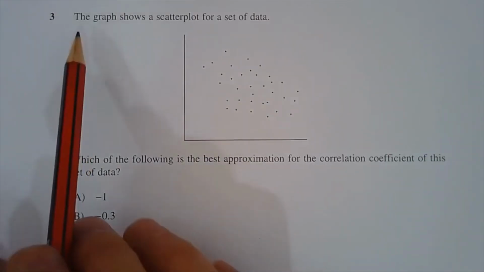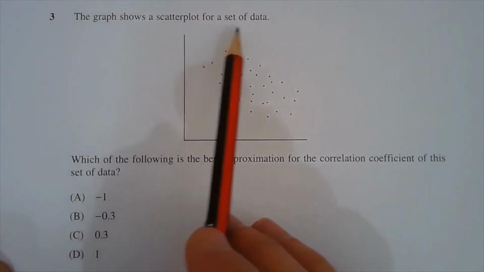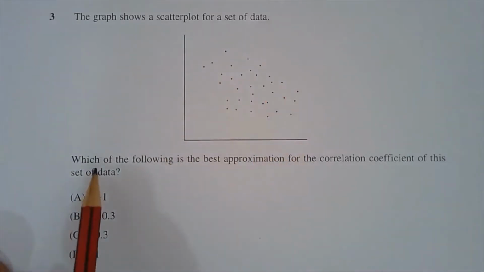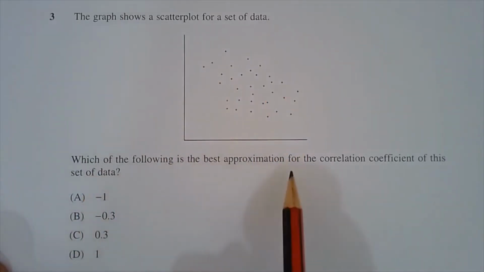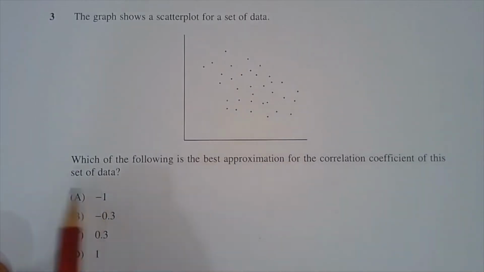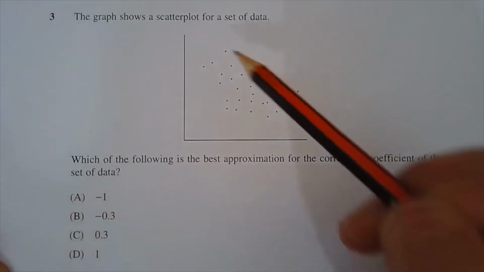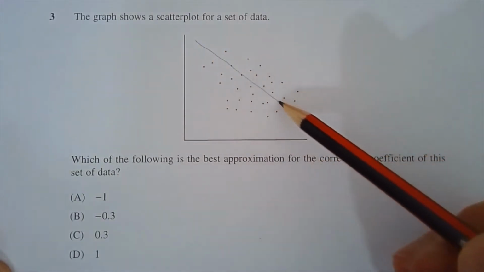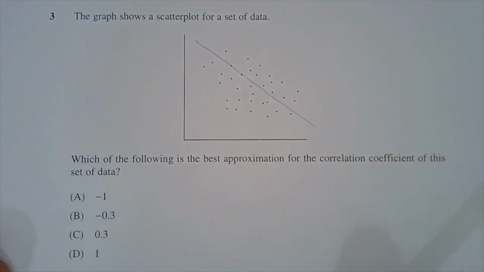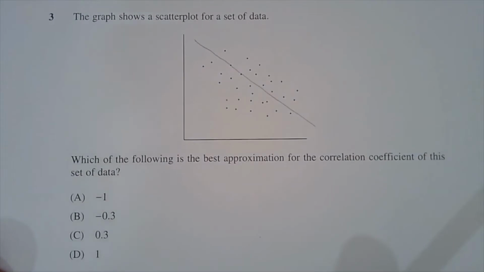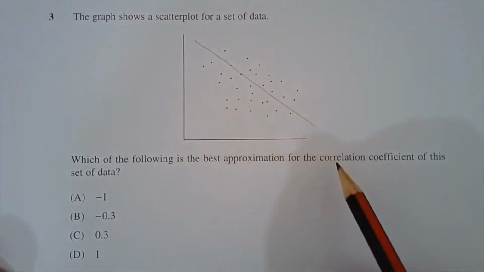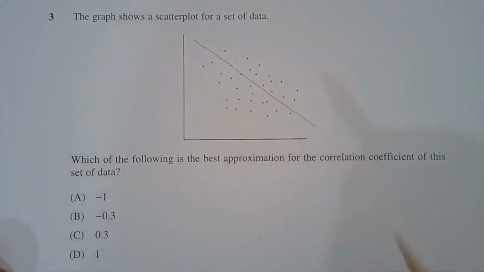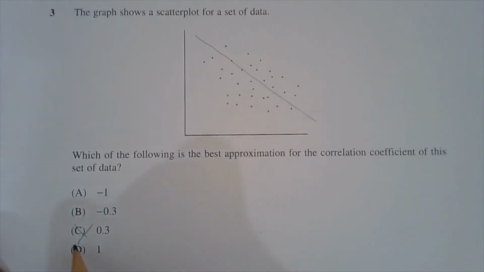Question 3. The graph shows a scatter plot for a set of data. Which of the following is the best approximation for the correlation coefficient of this set of data? Now, if we just draw a line that roughly represents the trend of the scatter plot, we can see it's a sort of a downhill, a negative gradient, which means a negative correlation coefficient. So it certainly can't be option C. It can't be option D since they're both positive.